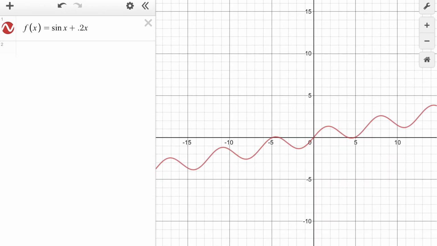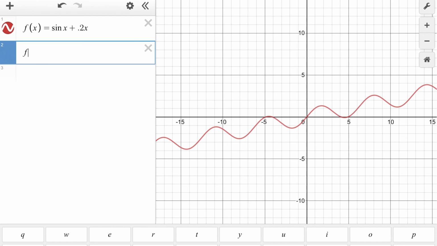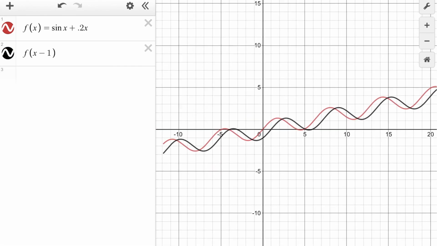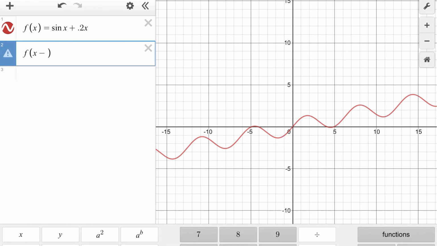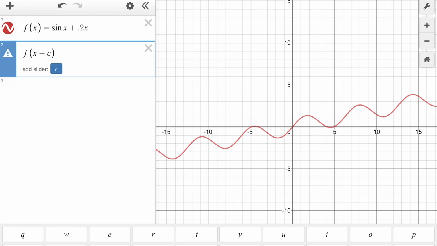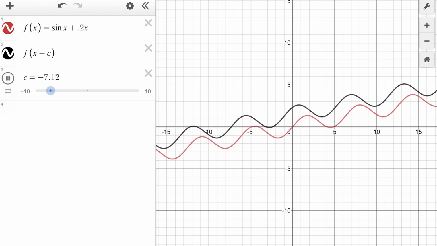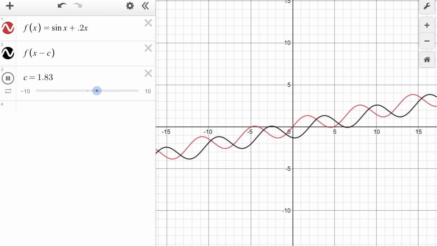So here's a function. We call it f of x. If I want to take this function and shift it right 1 unit, then I just have to plot f of, and to go right 1 unit, I need to replace x with x minus 1. And the black graph is 1 unit to the right of the red graph. And you can play with things. You can put a c there instead, add a slider for c, and then play it. So now we just got a whole bunch of different left-right shifts of this wave as c varies. We're just shifting the red one left and right more and more.